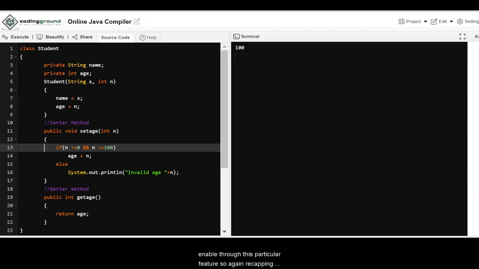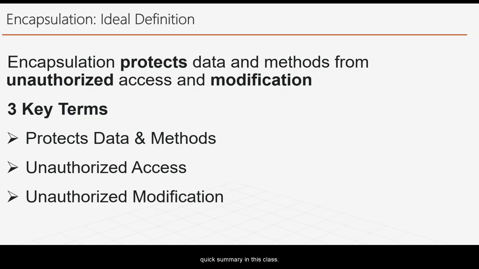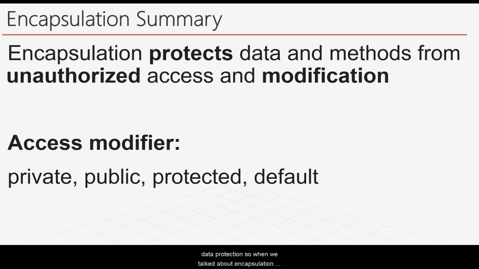So again, recapping, quick summary: in this class, you have encapsulation enabled here. Encapsulation is protecting the data and methods from unauthorized access and modification. It will not allow other classes to access illegally or modify the value. This is a very critical feature which enables data protection. This is encapsulation. So when we talk about encapsulation, the access modifier plays a very important role.